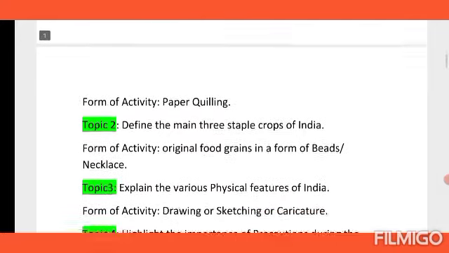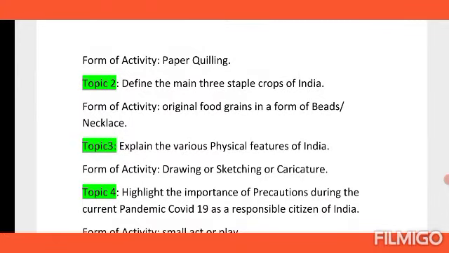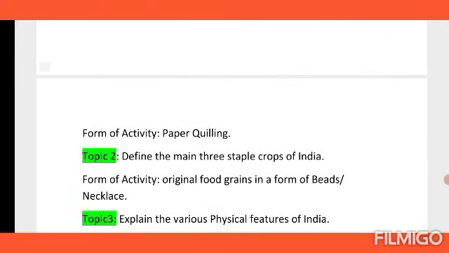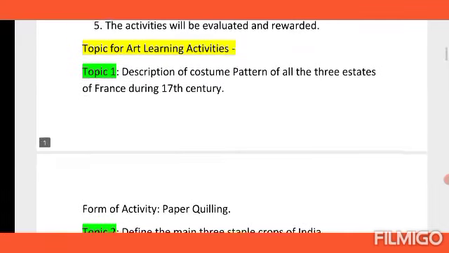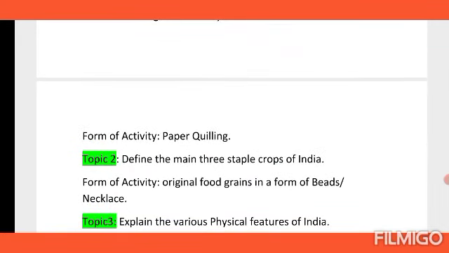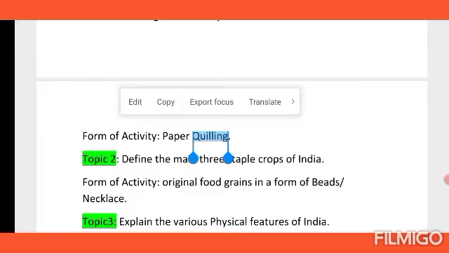Then the second topic is define, and you have to follow the form of the activity. Topic 1 was description of the costume, but that costume you have to show in the form of paper quilling. Okay, in the form of this activity you have to show.